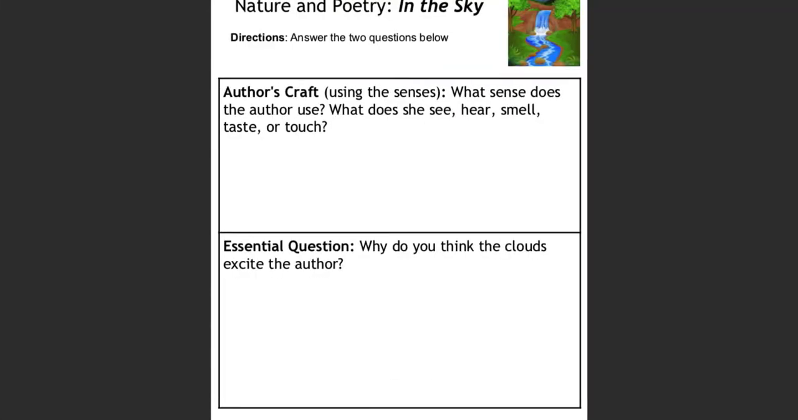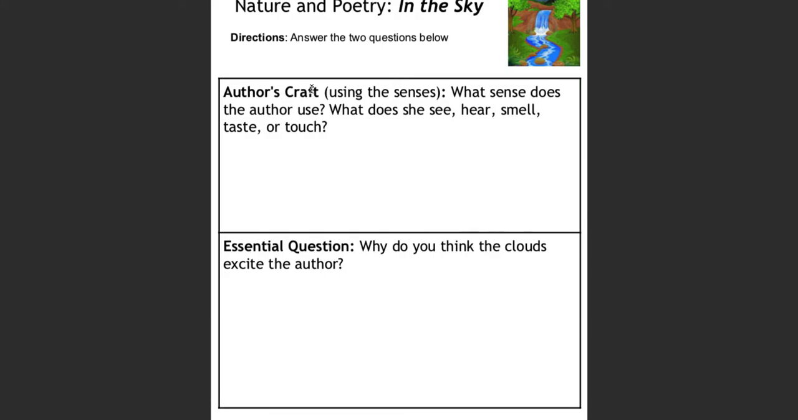So, our assignment today is to answer these two questions. We're going to be reading a poem called In the Sky, and it's about clouds, okay? So the author's craft that we're going to focus on today is using the senses. So the senses are smell, taste, hearing, seeing, and touching. So you are going to figure out what sense the author is using and what they do with that sense.